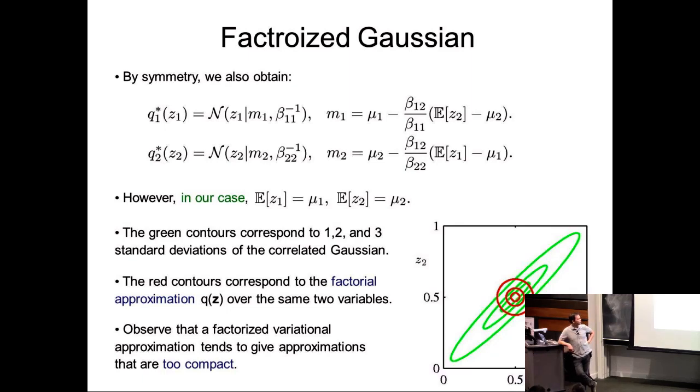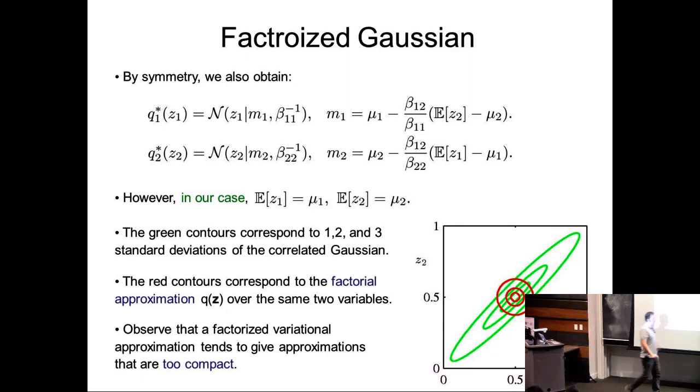So the red corresponds to factorial approximation over the two random variables. That should come as no surprise, right? If you have a multivariate Gaussian and you're looking at the product of individual factors, your approximation is going to be axis-aligned, basically Gaussian, right? So here, this is what the approximation looks like. And one observation to make is that the factorized variational approximation tends to give you approximations that are compact.